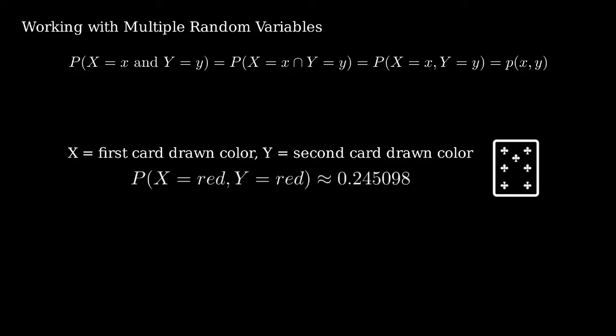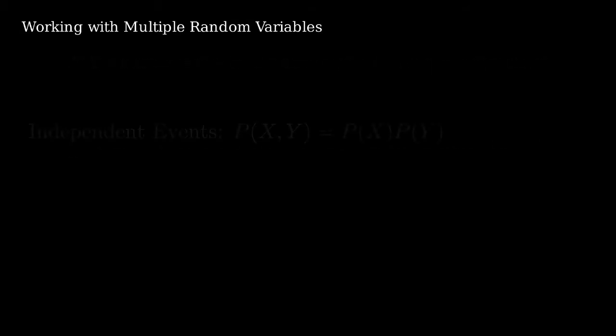The probability that both x and y are red is a little less than 1/4. What we've just seen is a case where two random variables depend on each other. In this case, drawing a red card first means that there's one less red card to draw when the second card is taken from the deck.